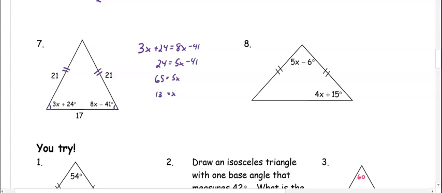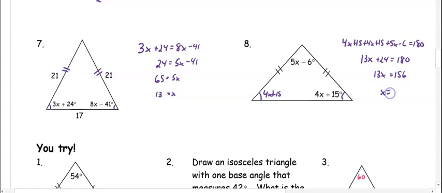In number 8, we also have an isosceles triangle. So we have the vertex angle, which is 5x minus 6. We have one base angle that's 4x plus 15. So our other base angle is also 4x plus 15. So we're not going to set them equal to each other because they're the same angle. But we know all of the angles in a triangle equal 180. So we can add this all together. 4x plus 15 plus 4x plus 15 plus 5x minus 6 equals 180. So as we combine like terms here, we get 13x plus 24 is equal to 180. We can subtract 24 on both sides. 13x equals 156. When we divide by 13, x is 12.